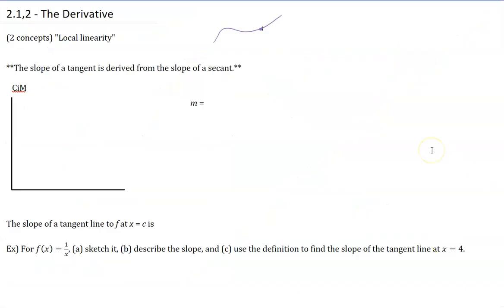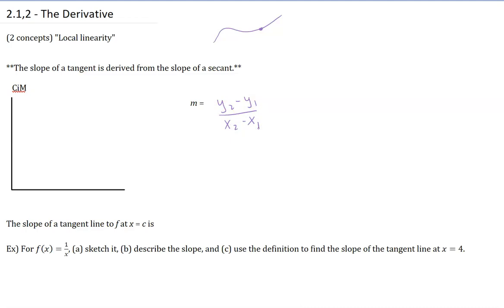So going back to this, a big important idea here is that the slope of a tangent line is derived from the slope of the secant line. And we know that the slope of a secant line is y2 minus y1 over x2 minus x1.